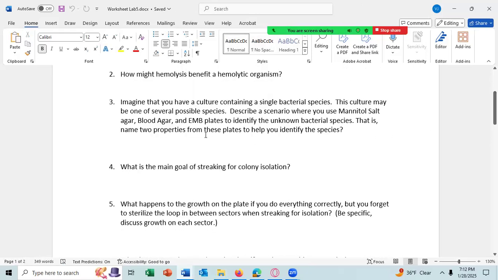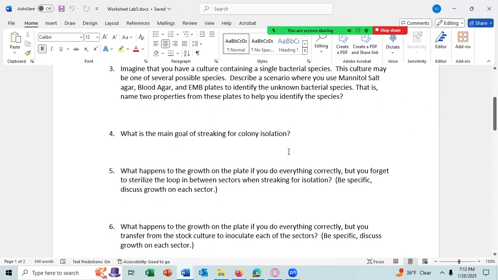Discuss or name two properties of each of these media plates that help you identify the species. Any question about number 3? Number 4, what is the main goal of streaking for colony isolation?